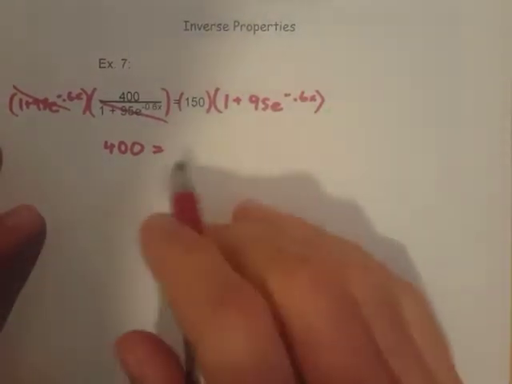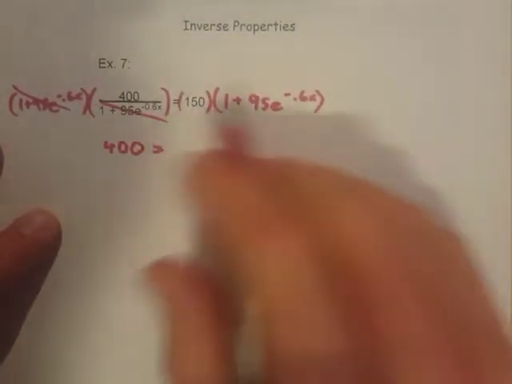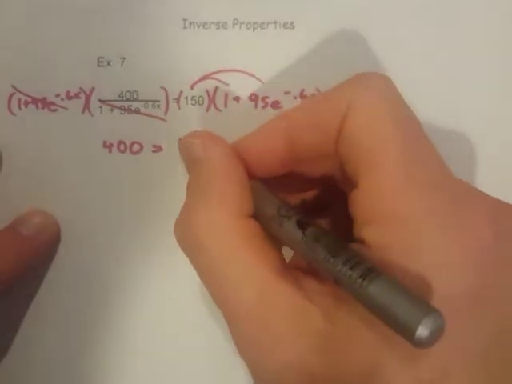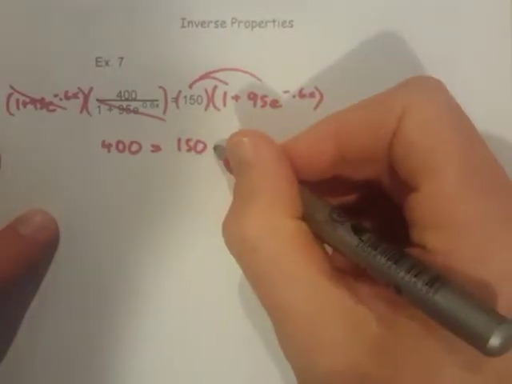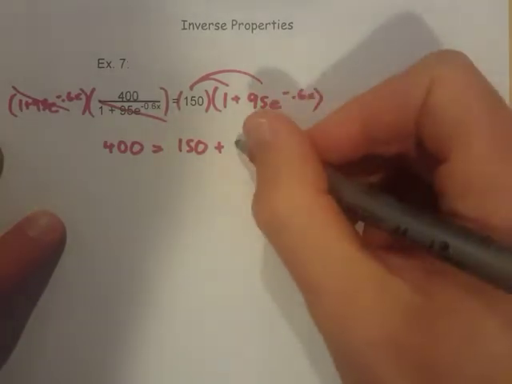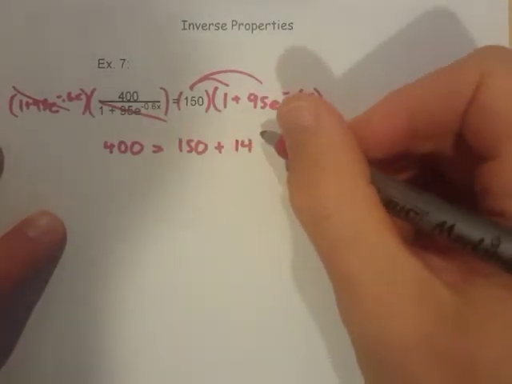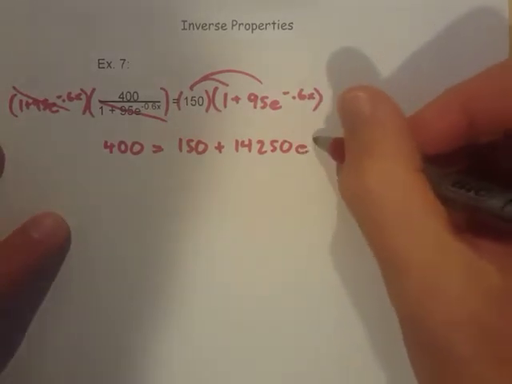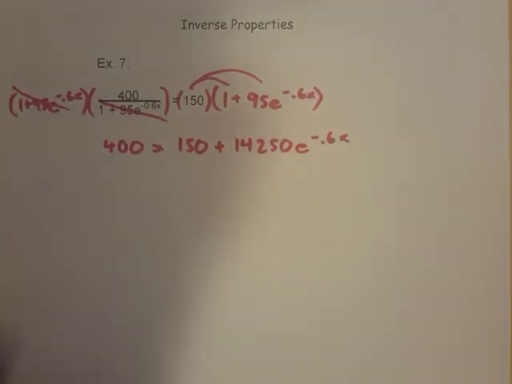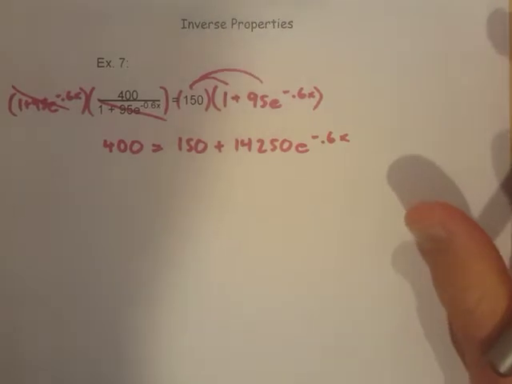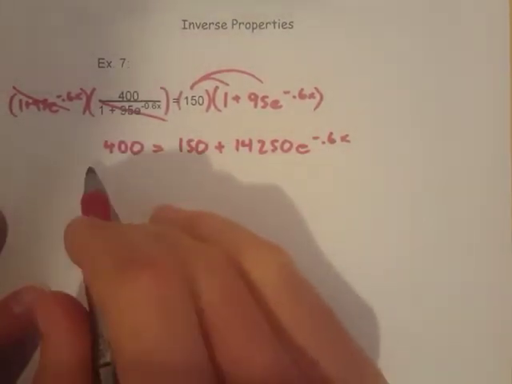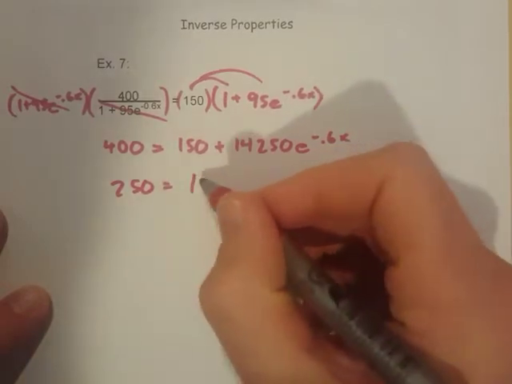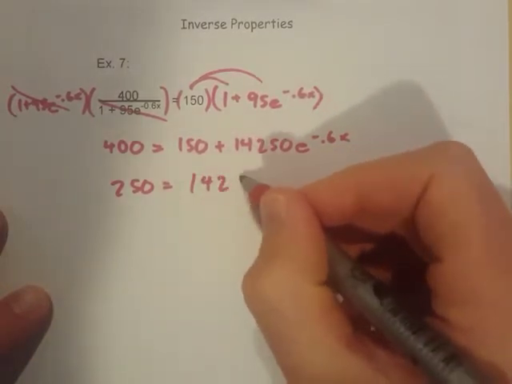And then over on the right hand side, we want to just distribute this to those two. So we're going to have 150 plus 14,250 e to the negative 0.6x. Okay. Moving along from there, we can subtract the 150. So that means 250 equals what we have left over here.